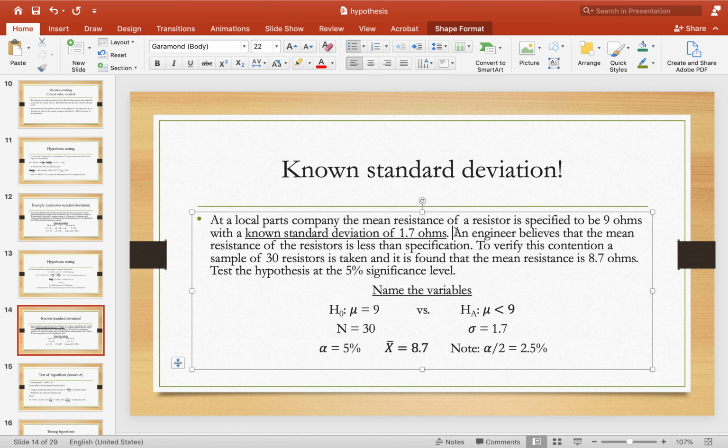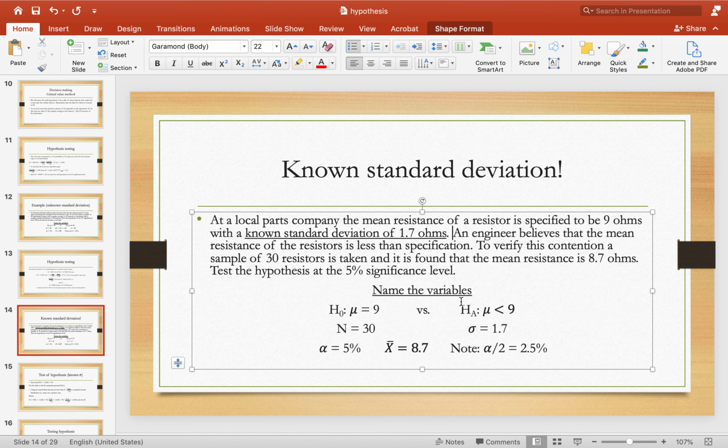An engineer believes that the mean resistance of the resistors is less than specification. To verify this contention, a sample of 30 resistors is taken and it's found that the mean resistance is 8.7 ohms. Test the hypothesis at the 5% significance level.